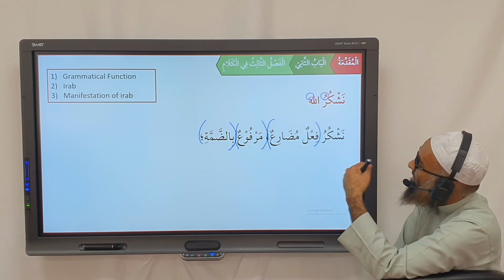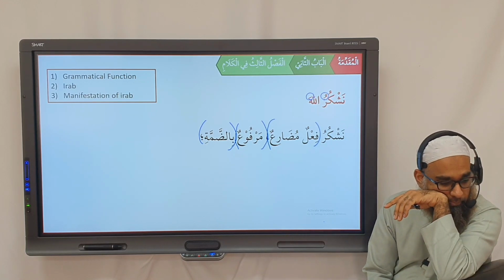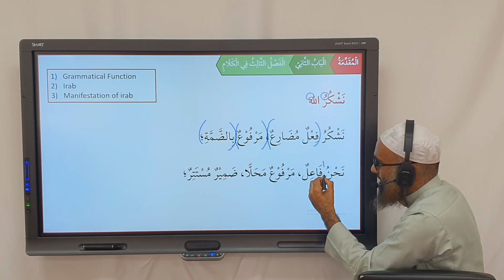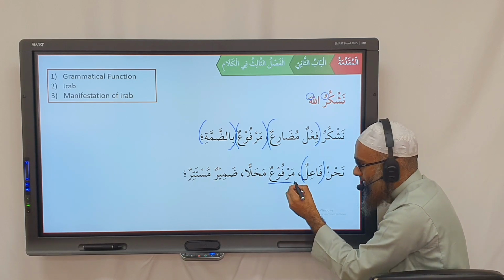Exactly. So then you have to say here, what's zamir mustatir? What is it? It's hidden. What is it? Nahnu. So nahnu, you will say here now, nahnu is what? It's fa'ilun. It's marfu'. Correct?